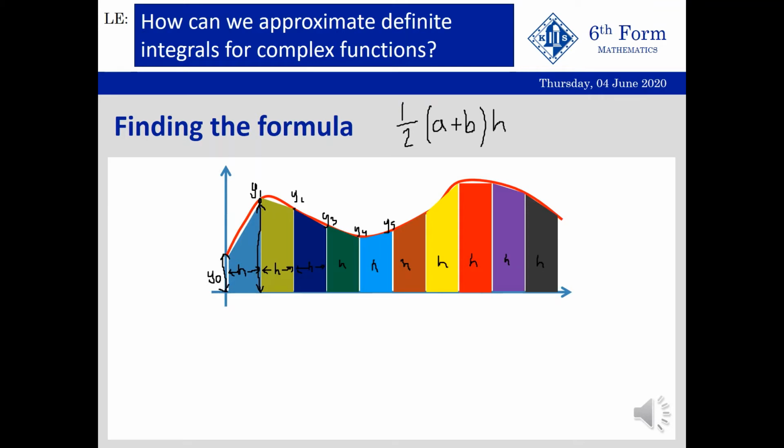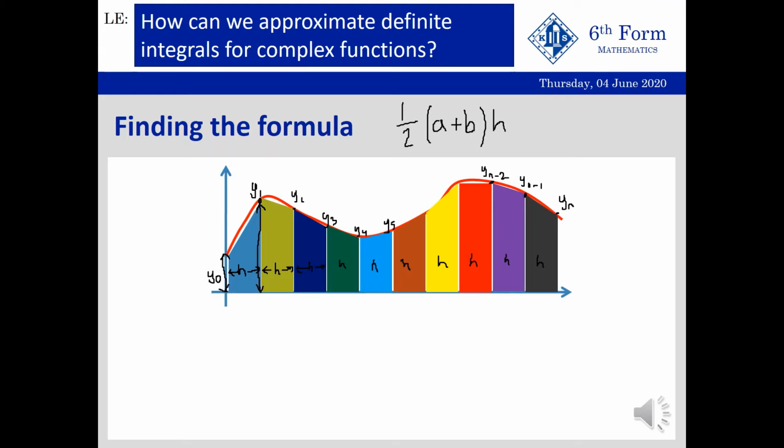We don't consider exactly how many trapeziums we've got. We can call the last one yn, which would be the nth trapezium. So the one before would be yn take 1. The one before that would be yn take 2. So we're using this subscript notation to denote the different y values. So let's consider each trapezium in turn first, and then consider simplifying.